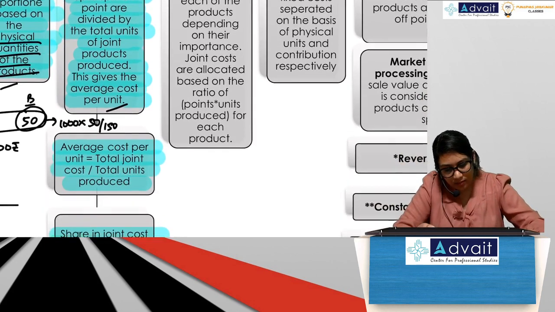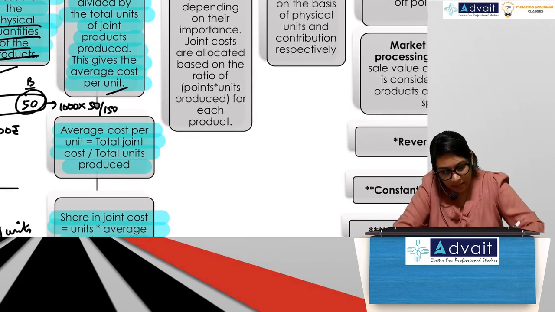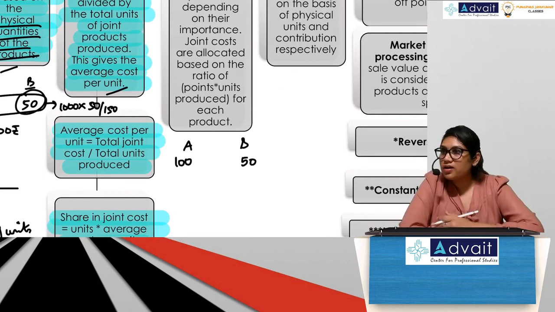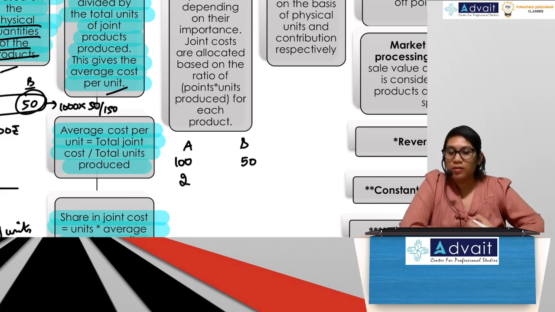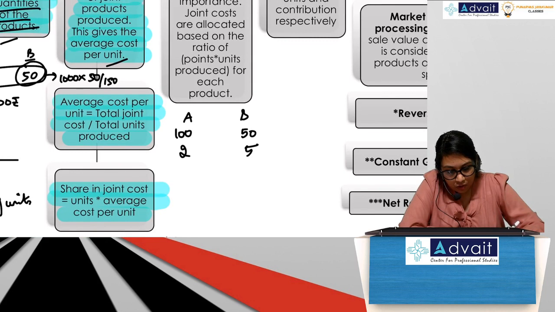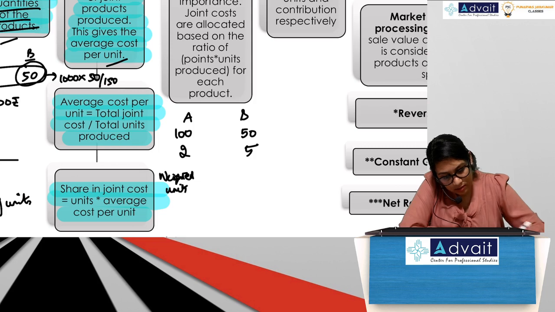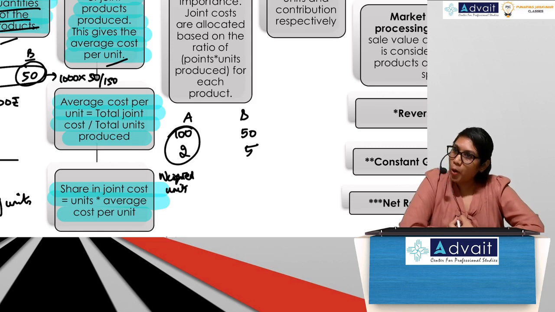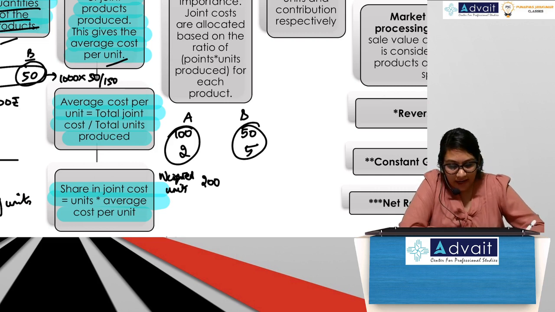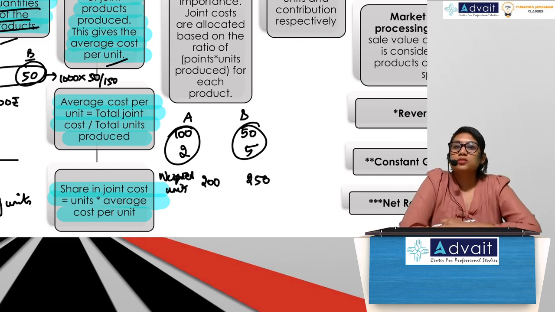So we'll take an example. Same example, I'll take A and B, 150. Now the technical surveyor says 2 points to A, 5 points to B. Now weighted units will be what? 100 into 2 points, so 200 units. And here it will be 50 into 5, 250 units.